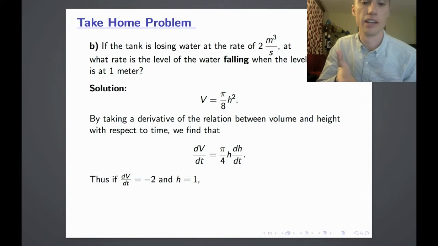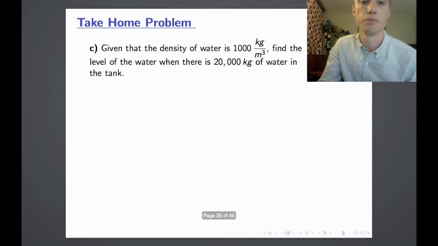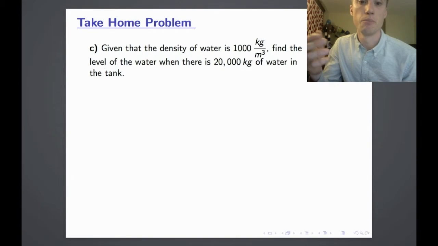We just plug in dV/dt is equal to -2, and it said what is the rate the level of the water is falling when the level is at 1 meter. So you plug in 1 for h, and then you solve for dh/dt. So this is just -2 times 4 over pi, which is approximately -2.55. So that takes care of problem B, and we're looking at problem C.